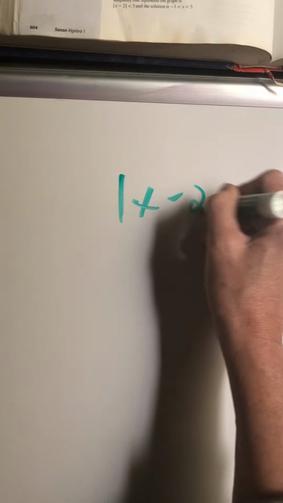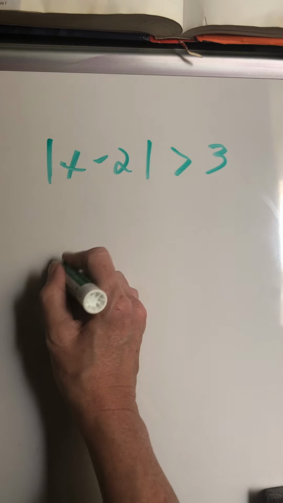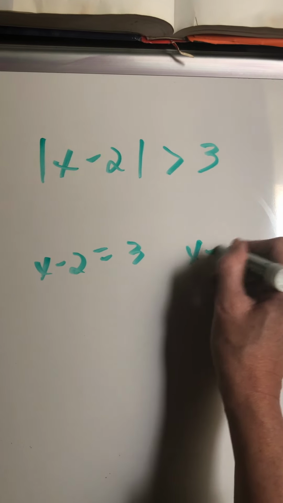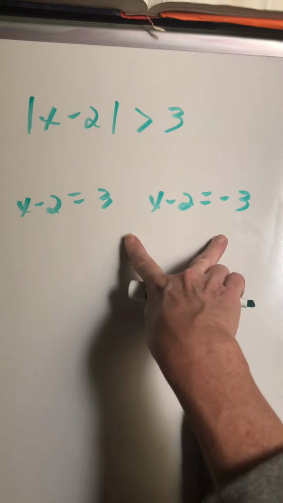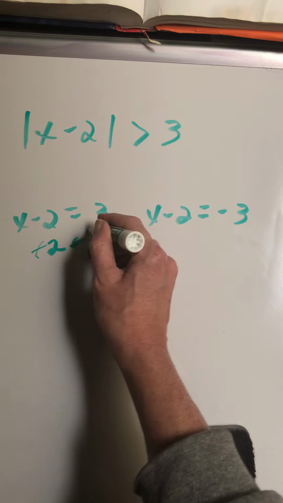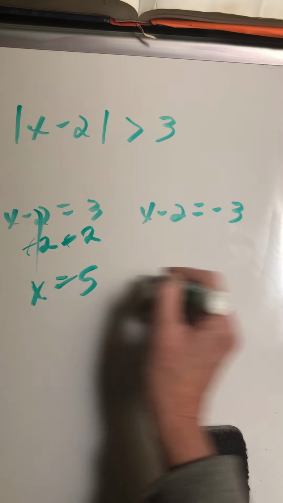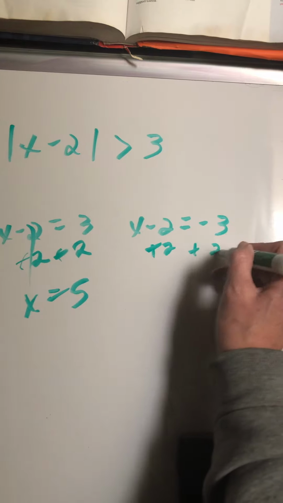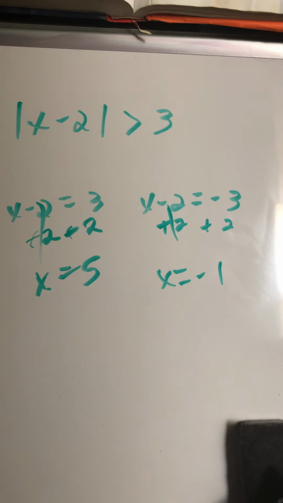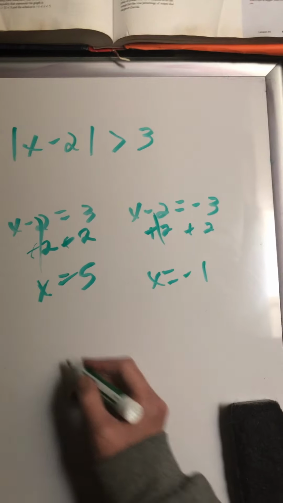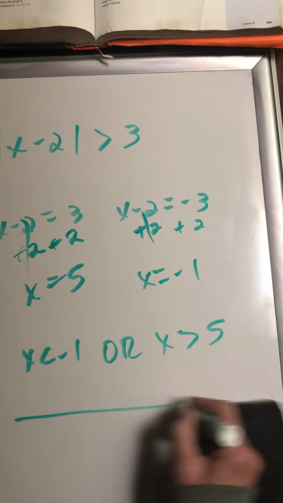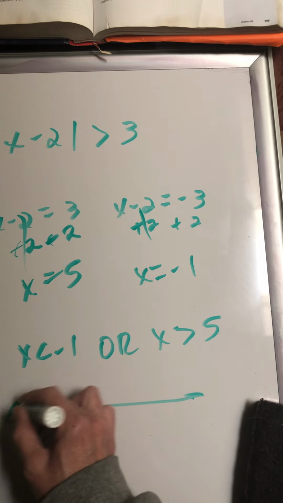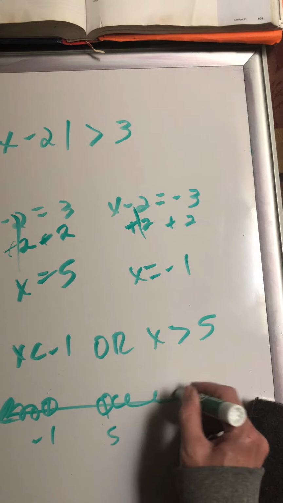Then let's see, absolute value of x minus 2 greater than 3. This is a disjunction. So then x minus 2 equals 3, x minus 2 equals negative 3. Again, do you see how I did not change the x minus 2? I changed the 3. So then when I add 2, I get x equals 5. And I add 2 here, I get x equals negative 1. Disjunction, because it's absolute value greater than. So x is less than negative 1 or x is greater than 5. So graphing it, negative 1 open circle, less than, 5 open circle, greater than.